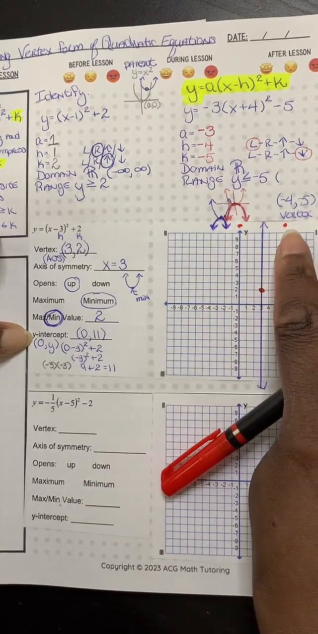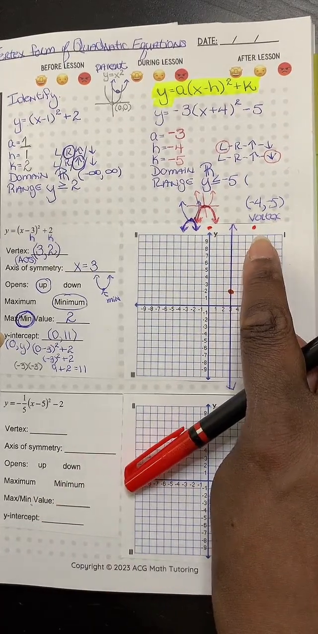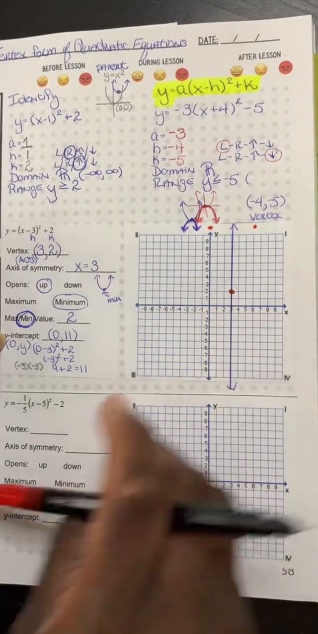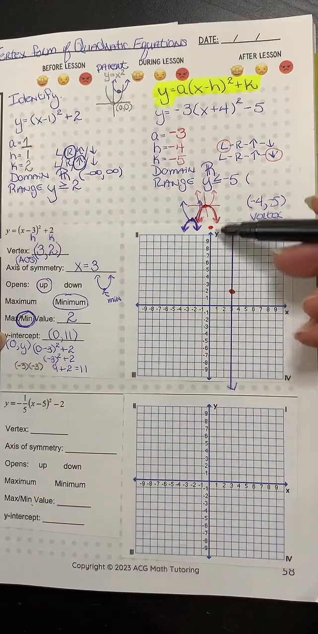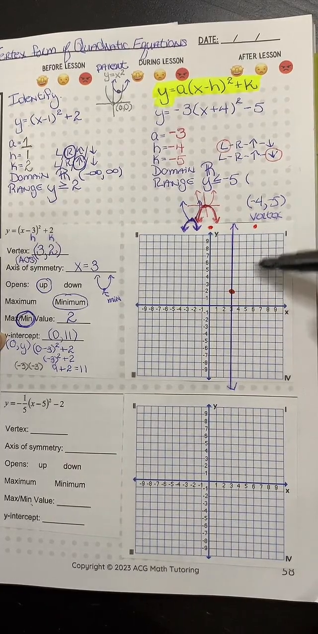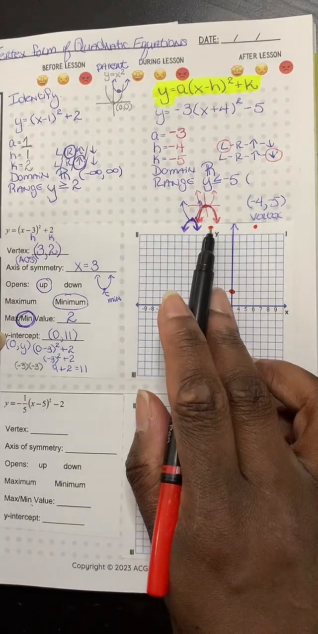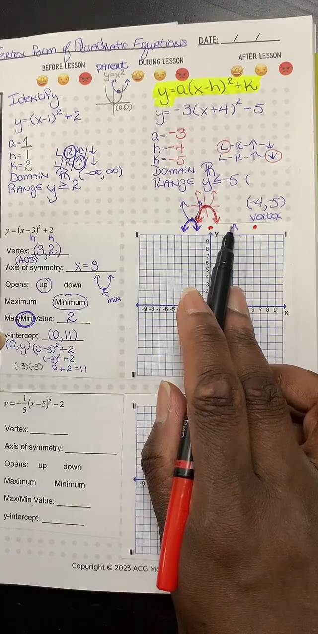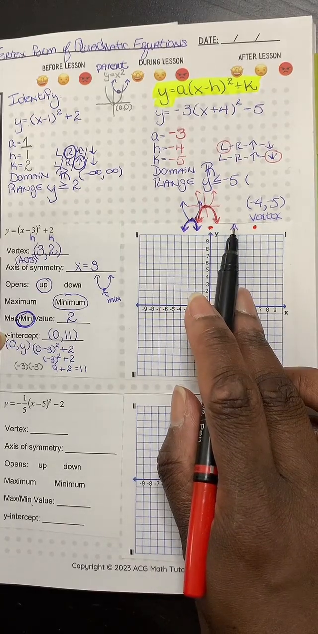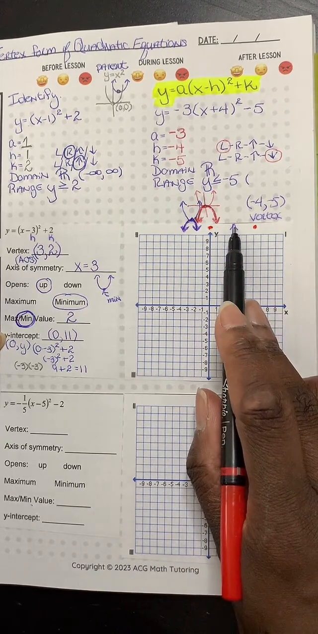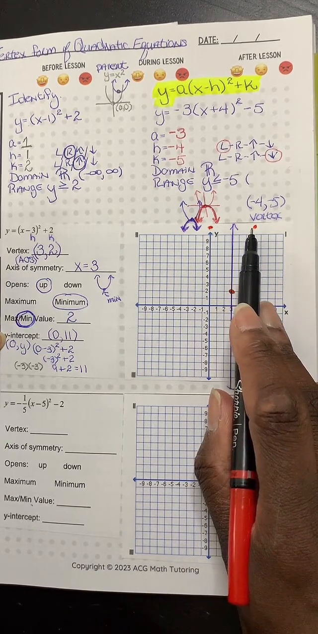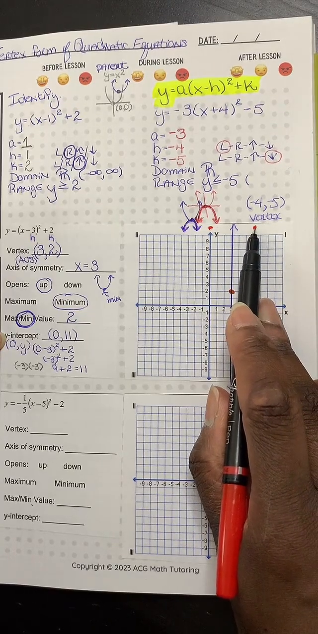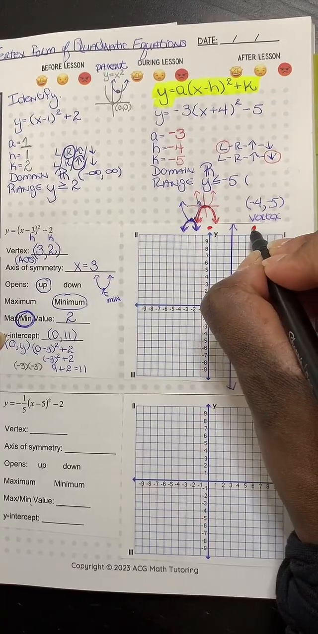Now, to draw this point though, I'm using this line, the axis of symmetry, because symmetry means that this side is going to be exactly the same as this side, okay? So if this point is 1, 2, 3 units away from the axis of symmetry, that means if I count the other way, I can count 1, 2, 3 units away from the axis of symmetry. So I got a point.